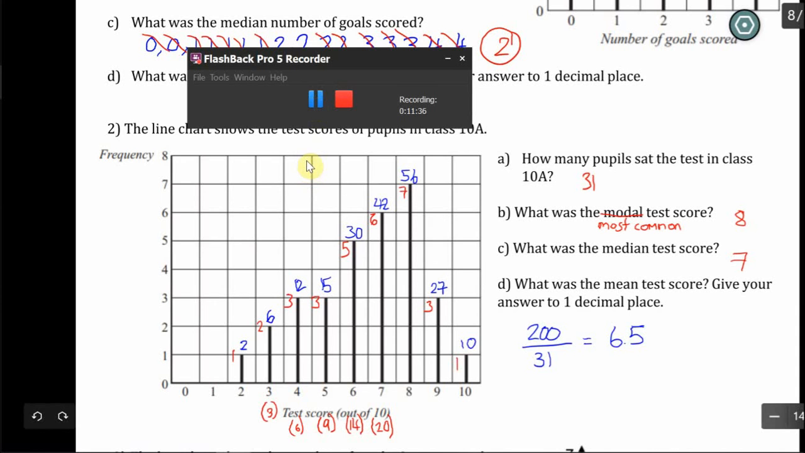Have a go at the last question yourself. Pause the video here, and then when you're ready, unpause and scroll down. Sorry, no, you don't need to scroll down. I'll scroll down.